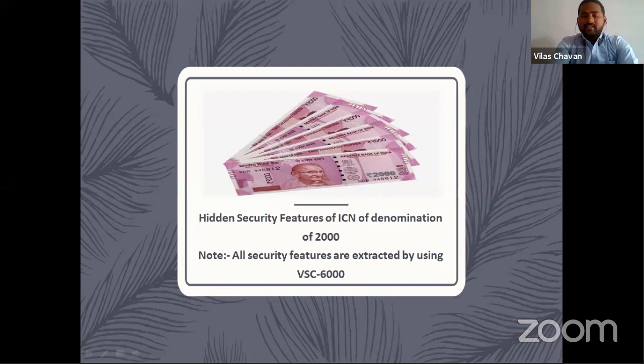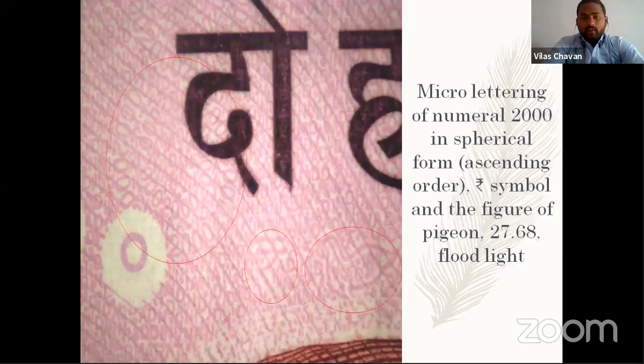Here all security features were extracted by using VSC 6000 at the Department of Forensic Science, Government Institute of Forensic Science, Aurangabad. So first is the micro lettering of numeral 2000 in spherical form, the rupees symbol, and the figure of a pigeon. You can see the encircled area, the micro lettering of numeral 2000, the rupees symbol and the pigeon-like structure. These features were observed under floodlight.